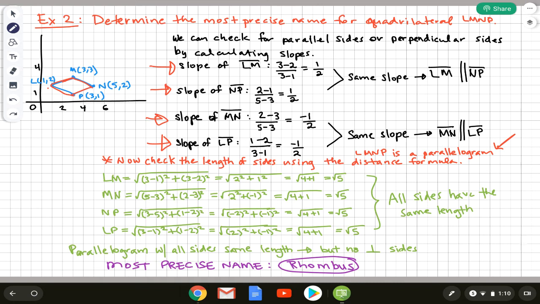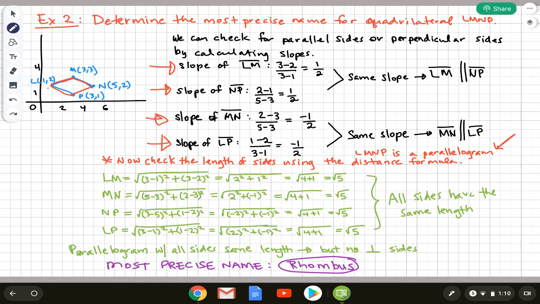If I had only had one pair of sides that were parallel, then I could have said it was a trapezoid. So you have to keep in mind that chart that we just showed. It's in your book, and it will help you come up with the more precise names. All right, so I know that it's a parallelogram, but there are some figures that are special cases of that. So I would want to check and see.